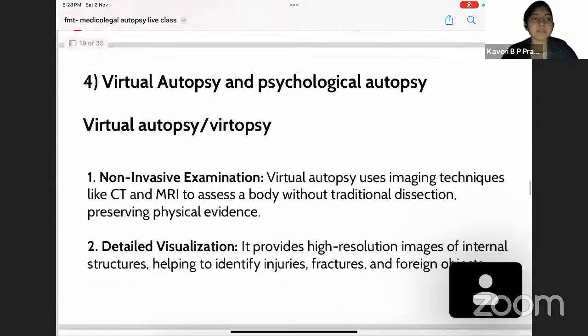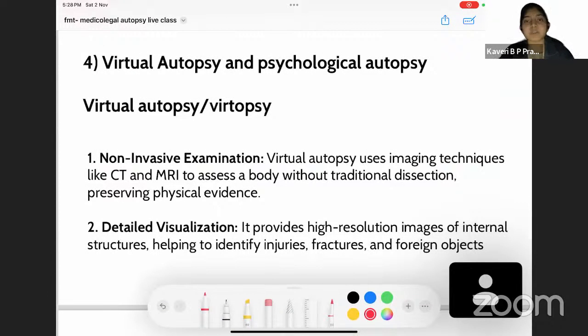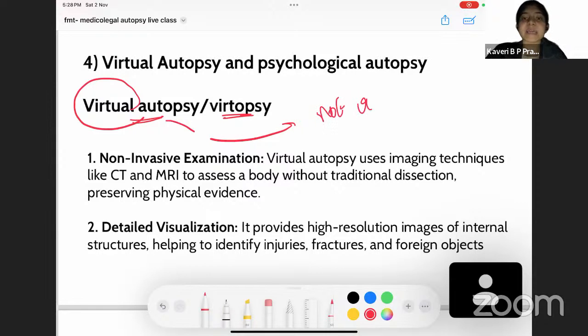Okay. Coming to the next question, it is about virtual autopsy and psychological autopsy. So, what do you understand by virtual autopsy? Virtual autopsy is also called virtopsy. So, virtual, what do you understand by virtual? Virtual means something that is not real. In your science, in your high school, you have studied virtual image, real image, no? So, what is virtual? Virtual means something that is not real.